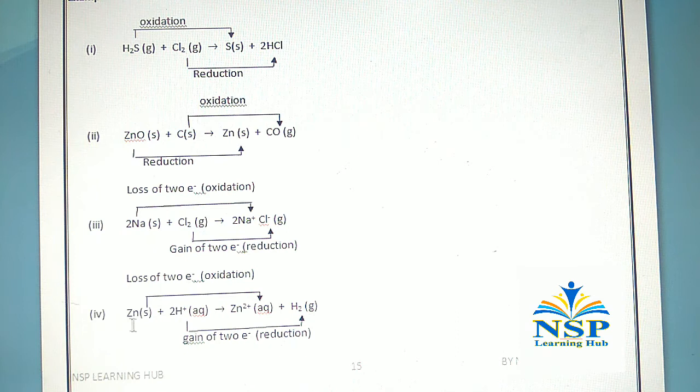Example 4. Zn plus 2H+ ions gives Zn2+ ions plus hydrogen. Zn loses 2 electrons, so it is an oxidation reaction. And hydrogen ions gain 2 electrons, so it is a reduction reaction.